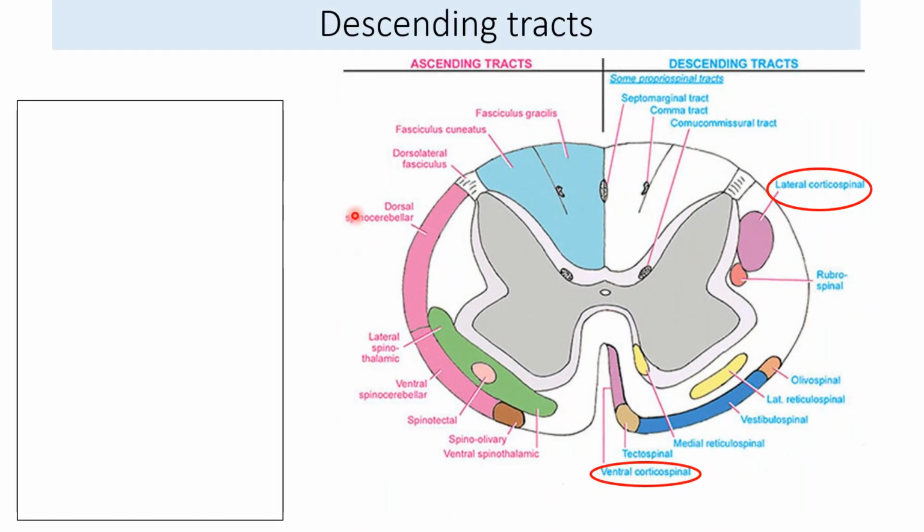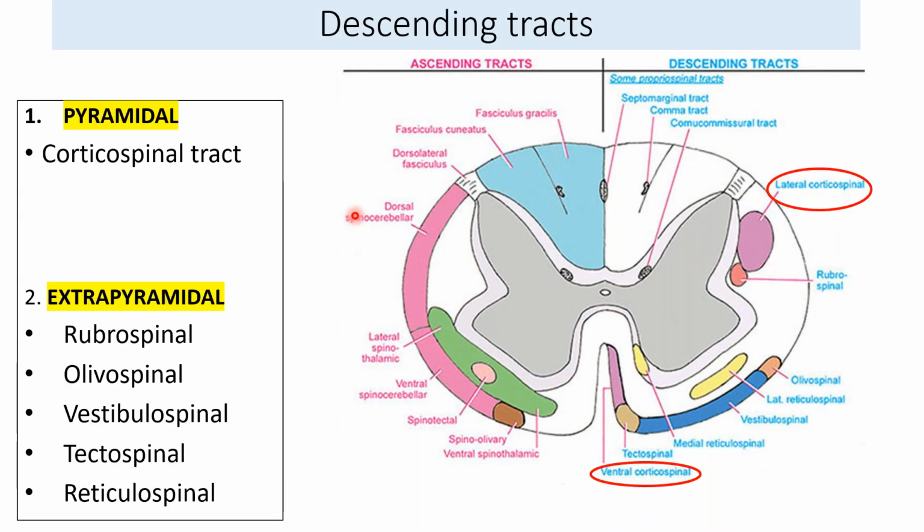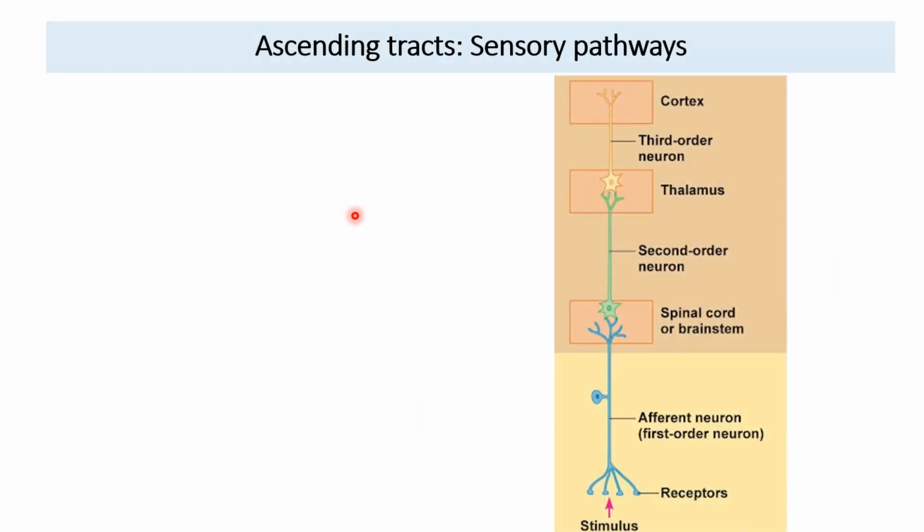Now, these are the descending tracts that we'll be doing in detail in the next lecture, on the descending tract. These are the descending tracts which you should know how to draw in this spinal cord picture. Now, concentrating on today's lecture, which is on the sensory tract, the ascending tract, let's learn how these sensations ascend up to the cortical level or the cerebral level.